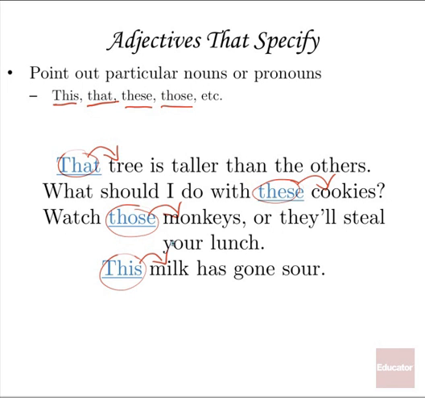Now, as we discussed in the pronouns lesson, the way to tell a demonstrative pronoun apart from an adjective that specifies is that an adjective is always followed by a noun or a pronoun. If it's not, you're dealing with a pronoun. If it has a noun after it, it's an adjective.